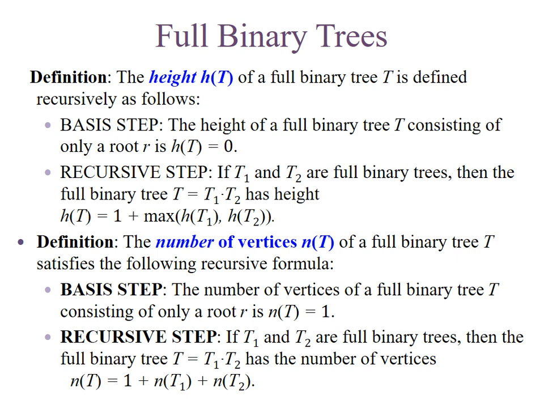So it's 1 plus max of the heights of T1 and T2. So it will be 1 plus max of 0 and 1. So the height will be 2. Now you know the height of this one is 0, the height of this one is 1, and the height of this one is 2.